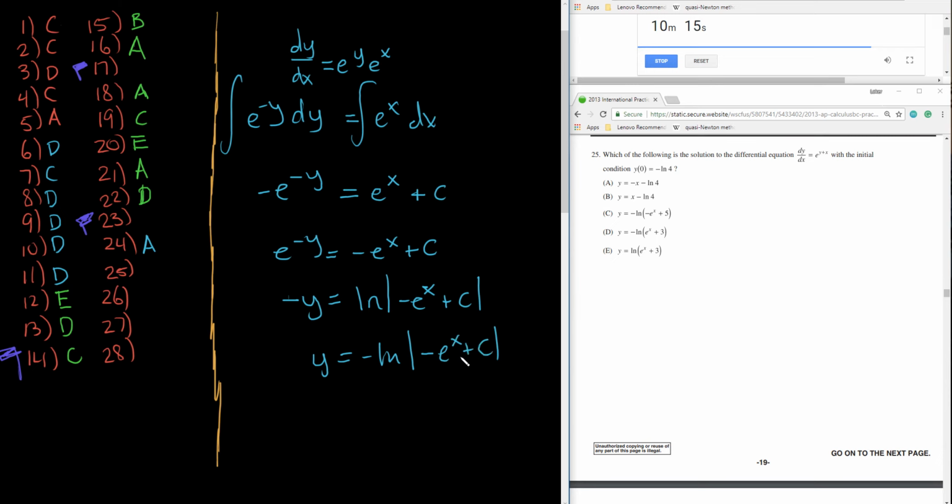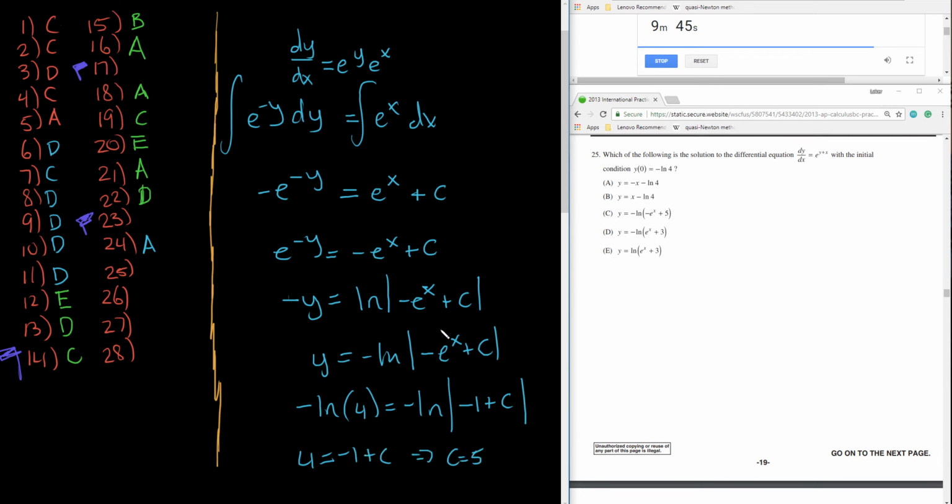Alright, now let's do some calculation. y of 0 equals negative... okay, so when x equals 0, we get negative natural log of 4. So negative natural log of 4 equals negative natural log of the inside. e to the 0 is 1, negative 1, plus c. So just quickly here, this means that 4 equals negative 1 plus c, which implies that c equals 5.